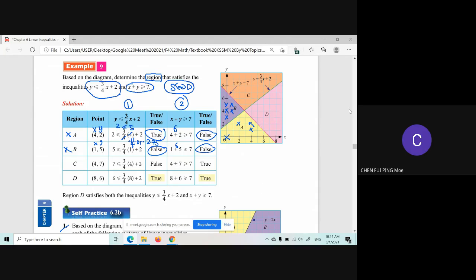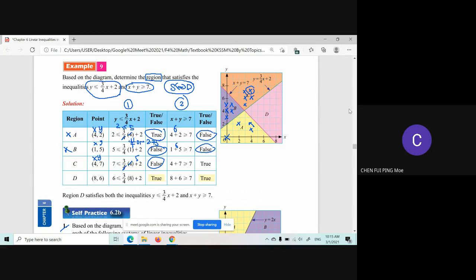For region C, also the same. Simply choose any point in the C region. For example, if we choose (4, 7), you see where is (4, 7)? (4, 7) is this point. So x is 4, y is 7. So just substitute: 7, 3 over 4, 4 plus 2. So this one key in the calculator. This one becomes 3 plus 2 is 5. 7 less than or equal to 5. So this one is false.